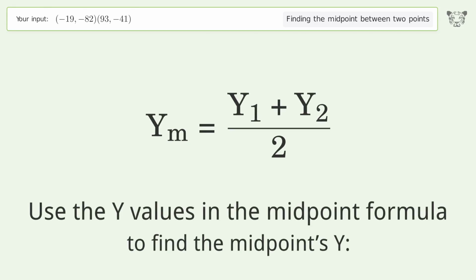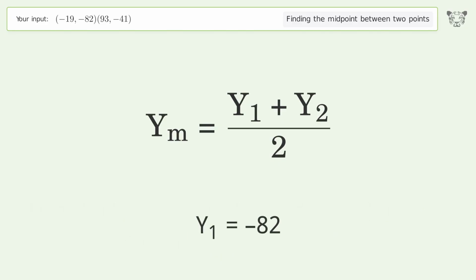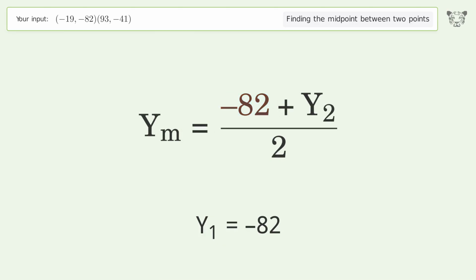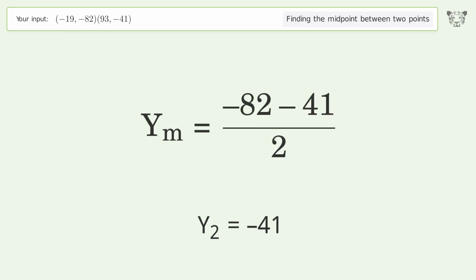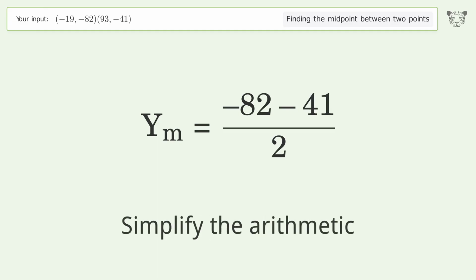Use the y values in the midpoint formula to find the midpoint's y. y1 equals -82. y2 equals -41. Simplify the arithmetic.